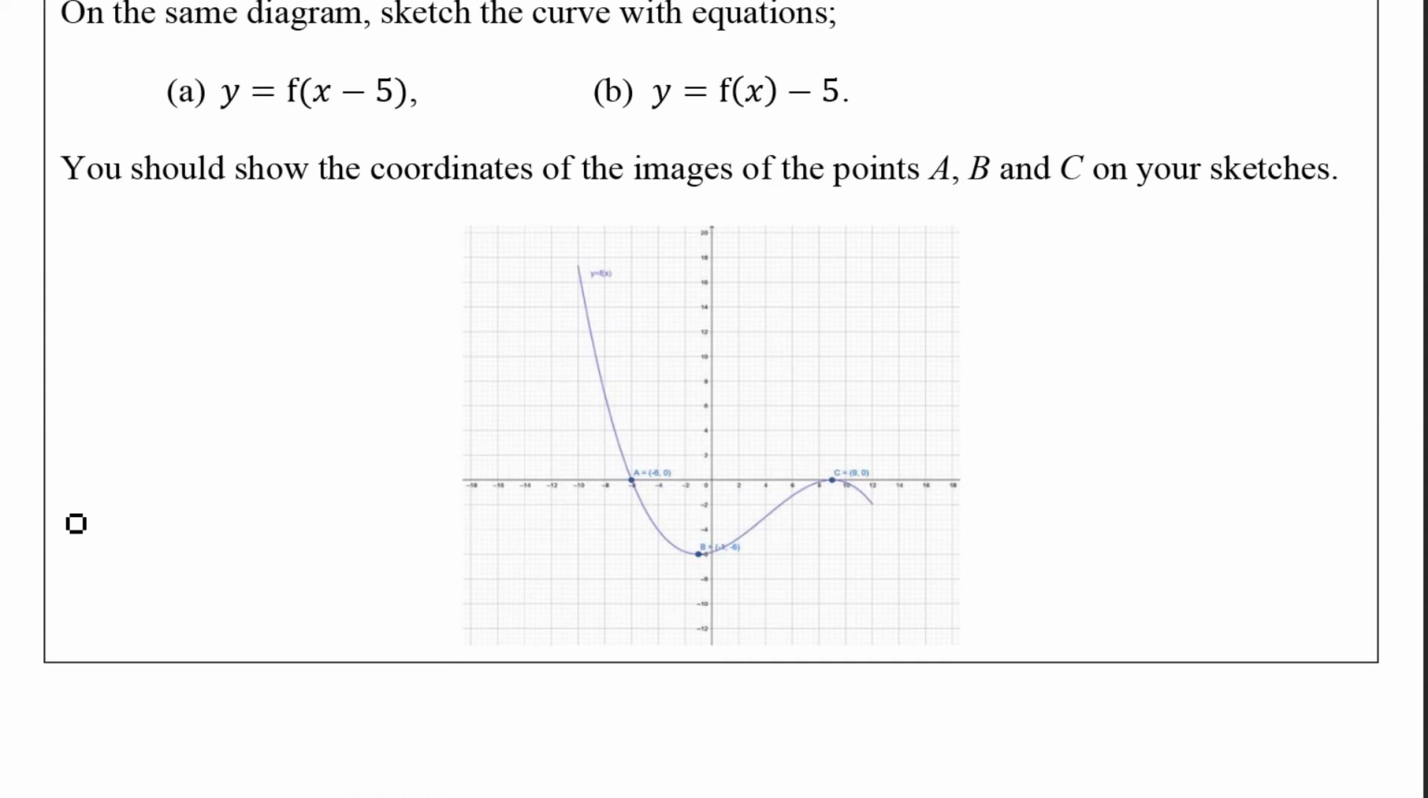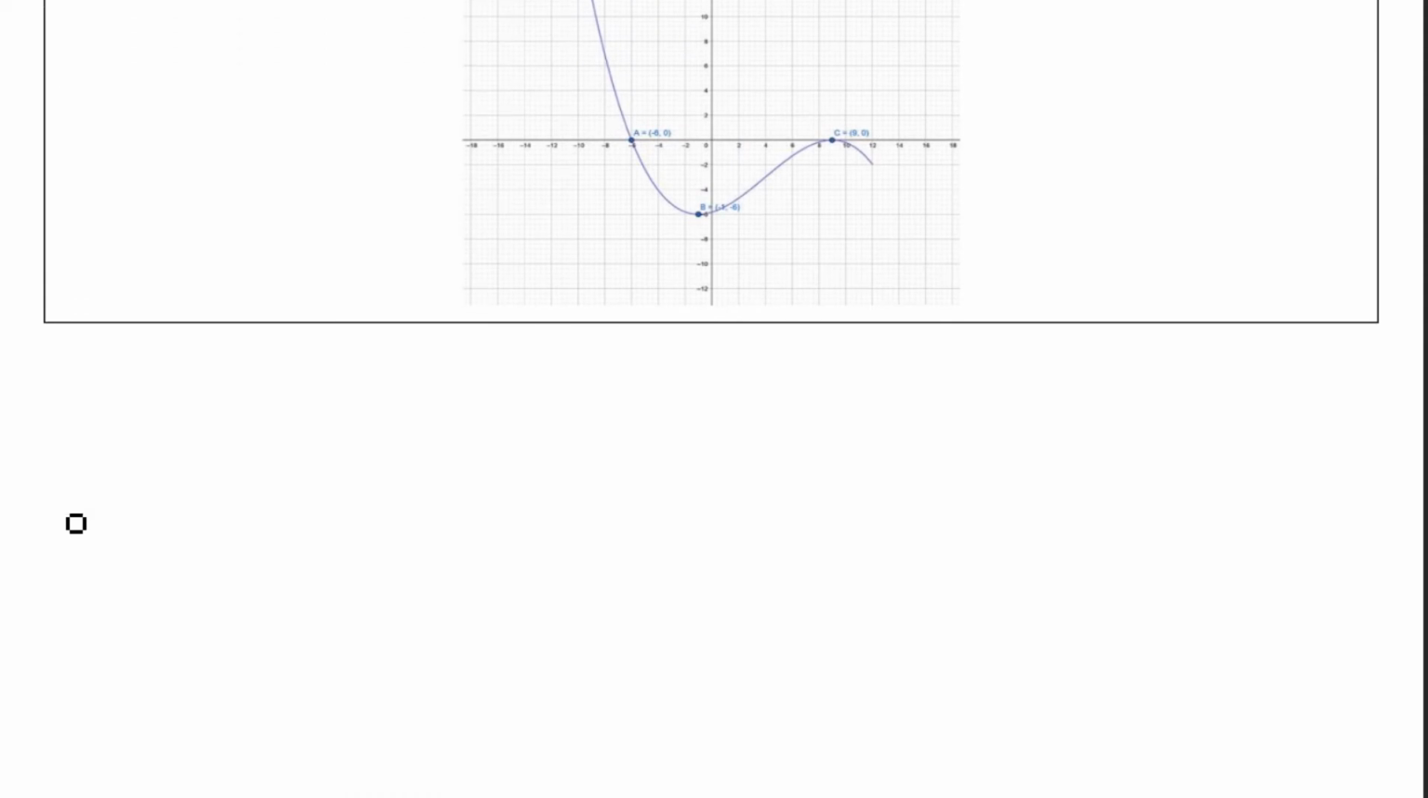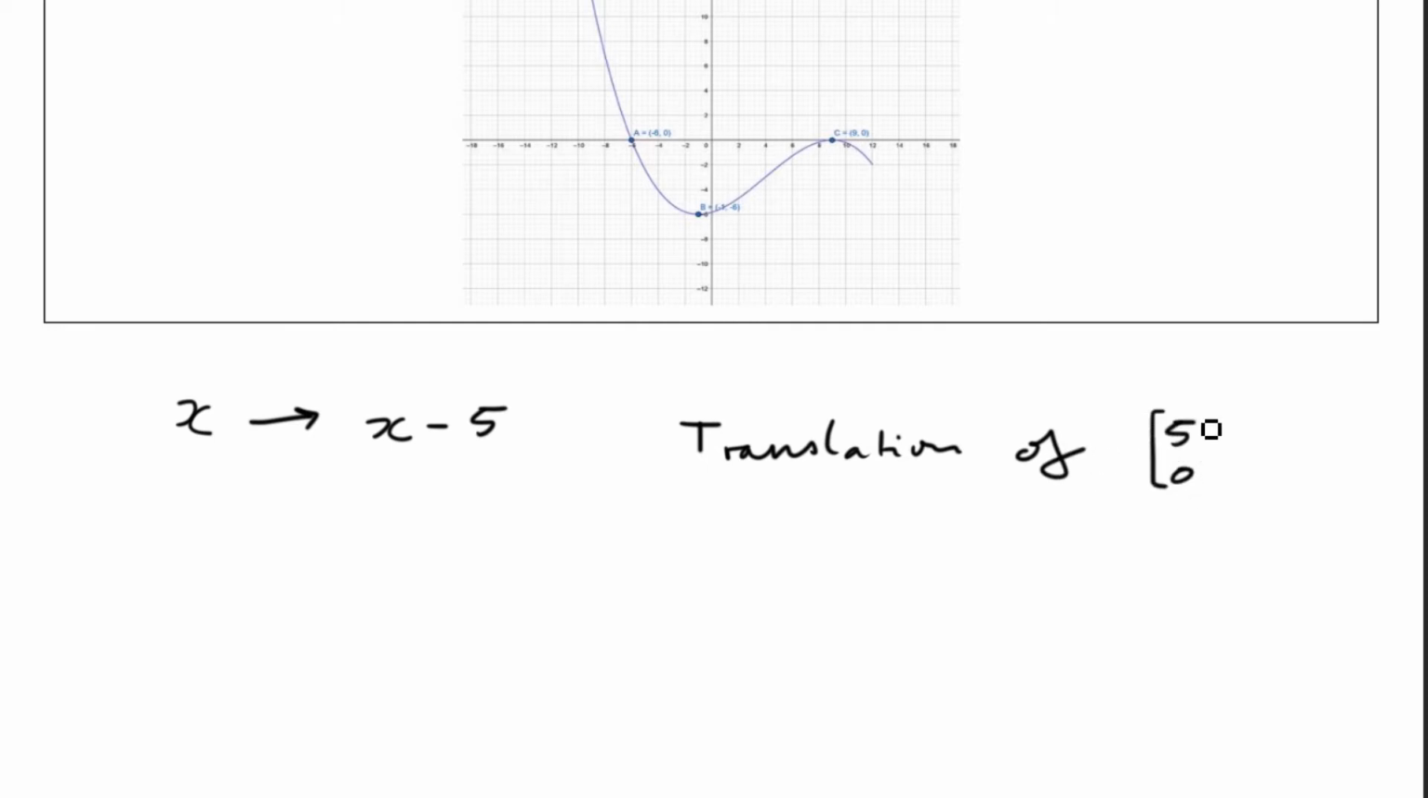Let's just have a little think about what we think is going to happen before we see it on our graphics package. If we replace x by x minus 5, which is what we are being asked to do, that should be the same as a translation of (5, 0). In other words, we think that the curve should move 5 units to the right.